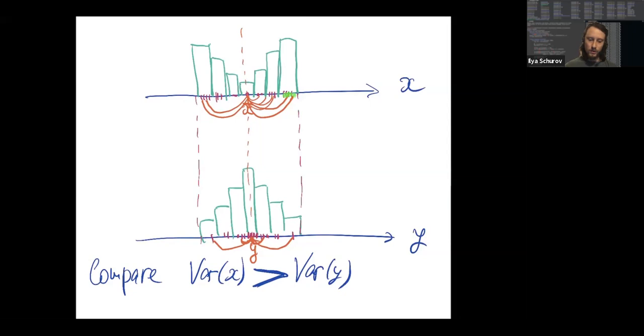I put some points here just to visualize this thing, just to make it more approachable. But actually, if you see just this histogram, you probably have an idea how your data are distributed, and so you probably have some idea about the variance.